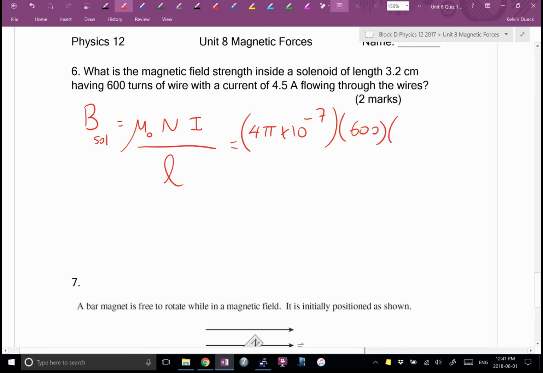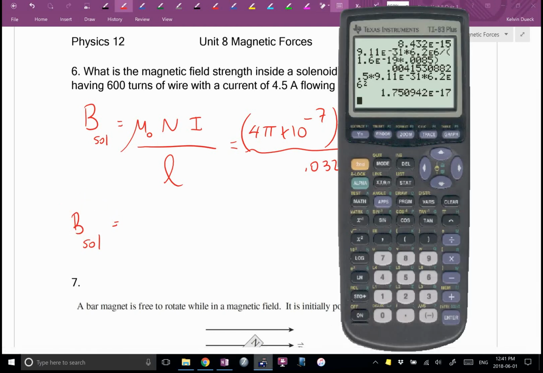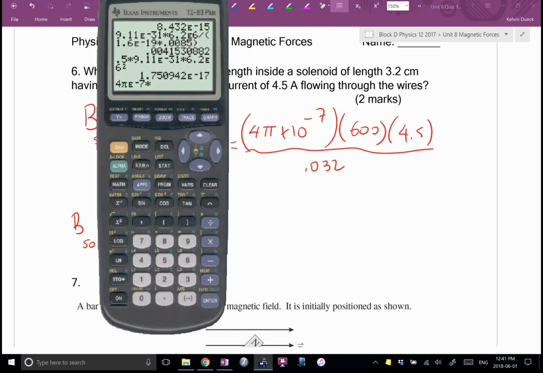600, 4.5 divided by 0.032. 4 pi times 10 to the negative 7 times 600 times 4.5 divided by 0.032. Do you get a magnetic field of 0.106 Teslas?